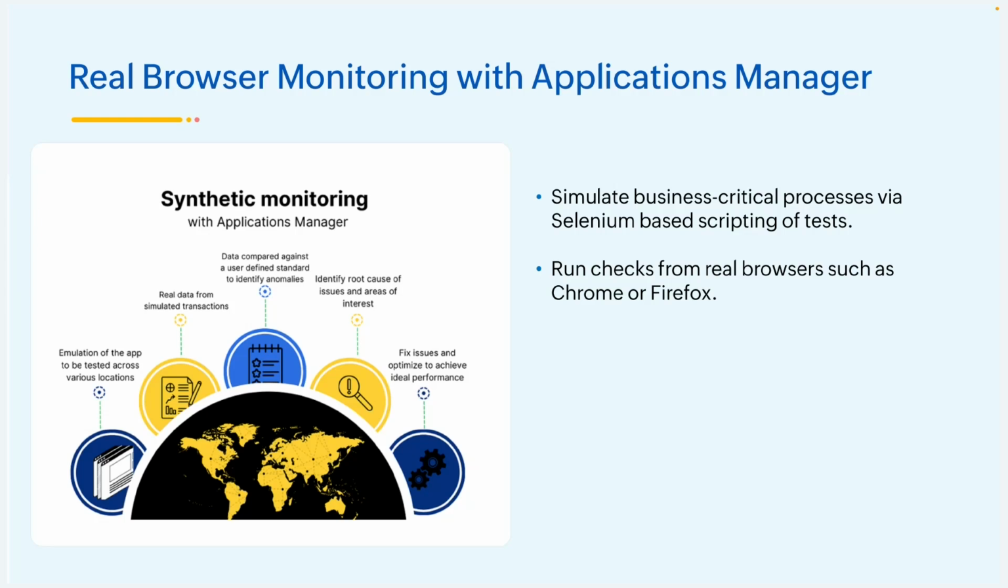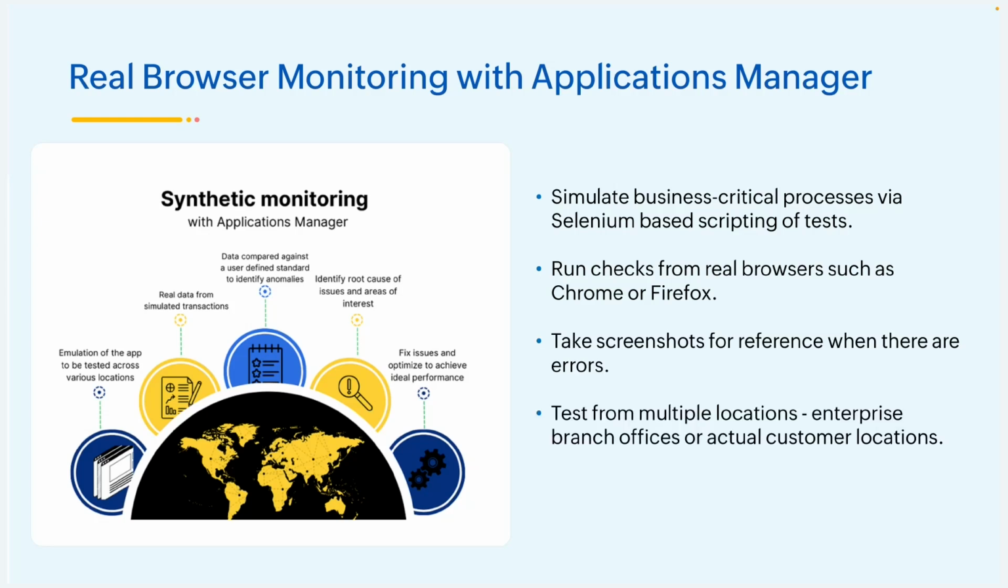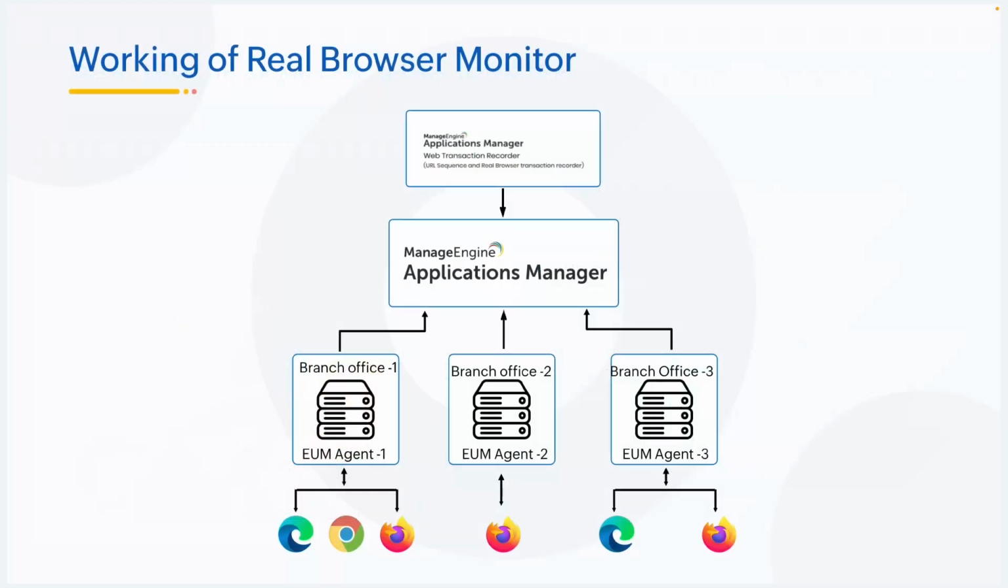During the playback, data collection takes place and all your performance metrics are then published on your applications monitoring dashboard. It also lets you take screenshots during the playback in case there are any errors in the UI. The main advantage of synthetic transaction monitoring is that you can test your website from multiple locations, be it enterprise branch offices or actual customer locations. To facilitate monitoring from multiple branch locations, we make use of the end user monitoring agents.